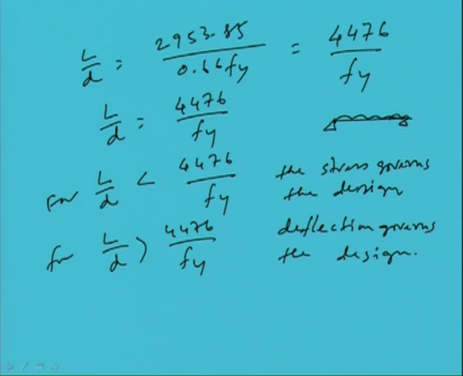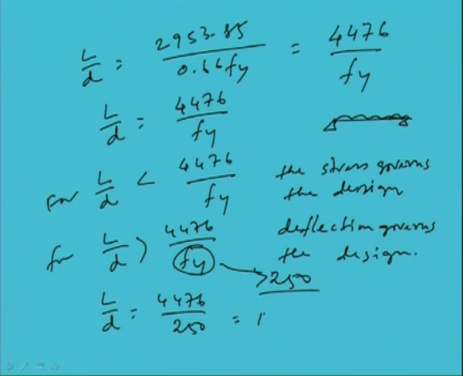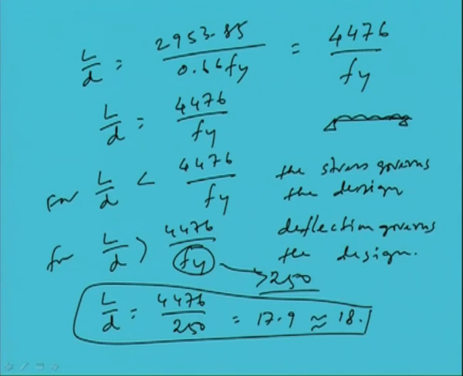Now, if I use Fy as 250, then I can find L by D is equal to 4476 by 250, which is 17.9, which will be equal to 18. So, in this way we can limit. For a particular case we have shown how the L by D ratio is going to be decided.